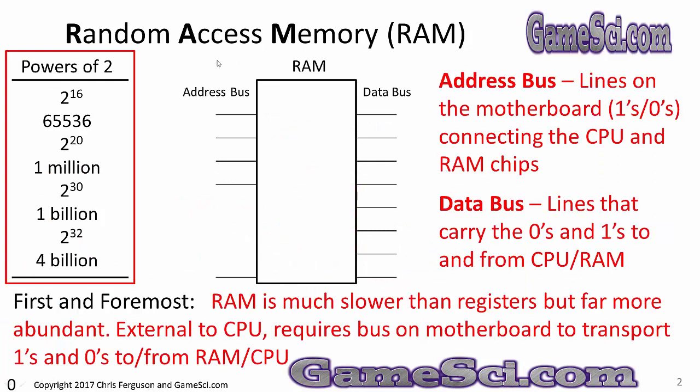Random access memory, or RAM. Once again, we must know our powers of 2. The address bus: lines on the motherboard carry ones and zeros connecting the CPU and RAM chips. Data bus: lines that carry ones and zeros to and from the CPU and RAM. First and foremost, RAM is much slower than registers, but far more abundant. External to the CPU, it requires a bus on the motherboard to transport ones and zeros to and from RAM and CPU.